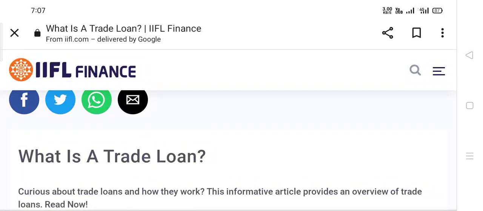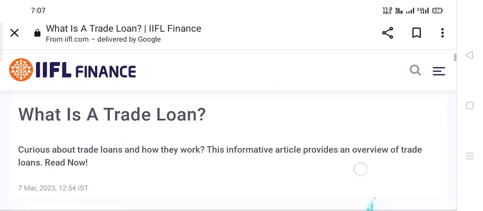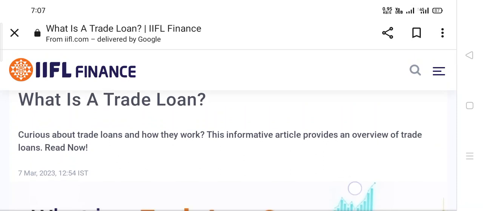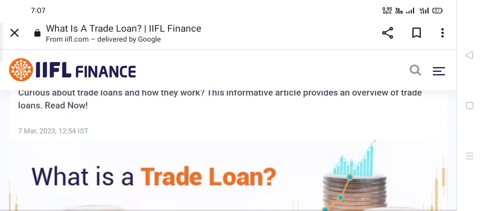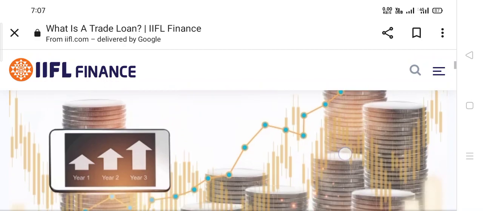What is a trade loan? Curious about trade loans and how they work? This informative article provides an overview of trade loans. Read now. What is a trade loan?